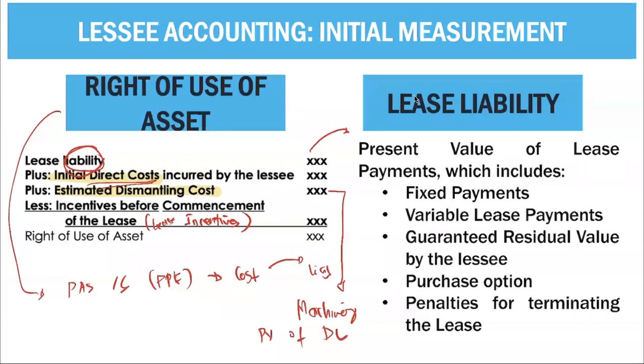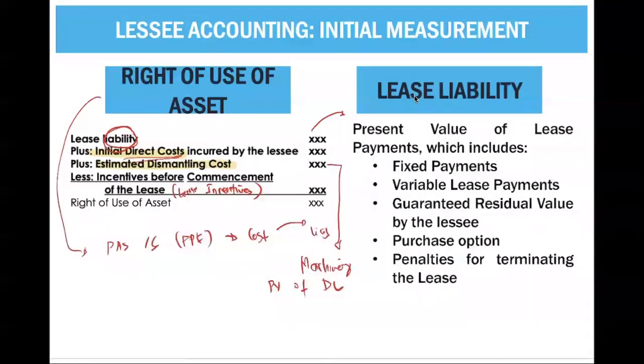And lastly, we have your incentives or lease incentives. This is anything that is given to your lessee at the start of your lease. Okay, so those are the items of your right of use asset: lease liability, direct costs, estimated dismantling costs, and your lease incentives. So how do we make our entry as to these items? First, to record your lease liability, take note, it increases your right of use asset. So debit right of use asset, and you credit lease liability.